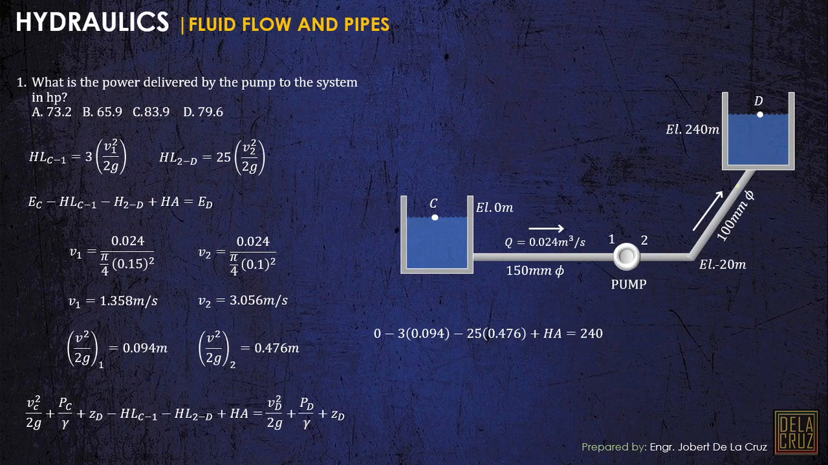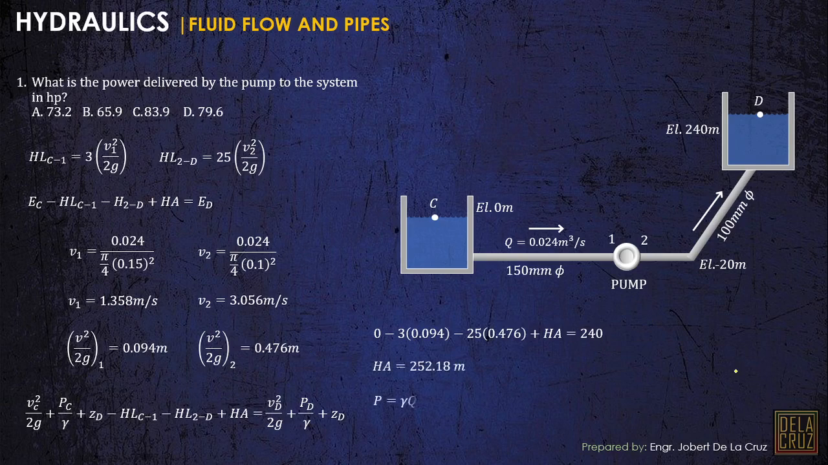Head loss from 2 to point D, we have here 25 times, saan yun? Ito. 25 times the velocity head on the discharge line. So the velocity head here is saan yun? Nakuha natin yan. 0.476. So that is 25 times 0.476. Then of course, plus the head added by the pump, equivalent to the energy at D. Again, the energy at reservoirs is equivalent to the elevation automatically. Okay? So, solve natin si HA.